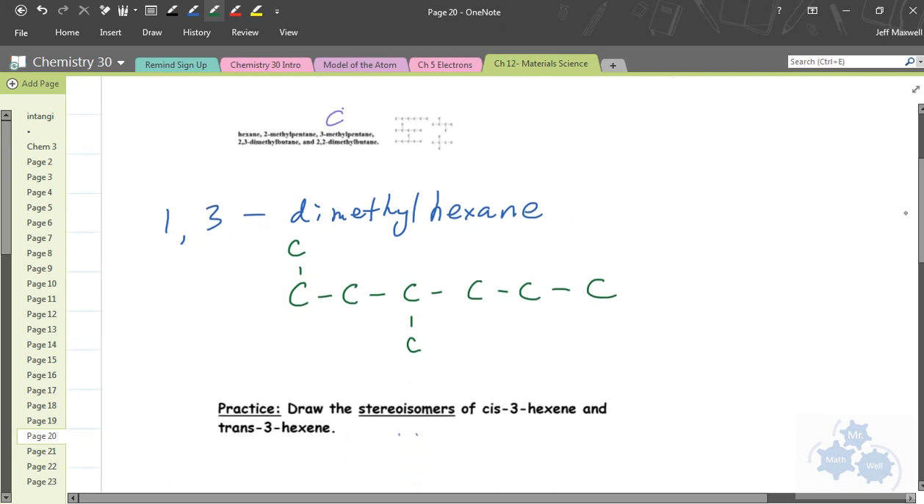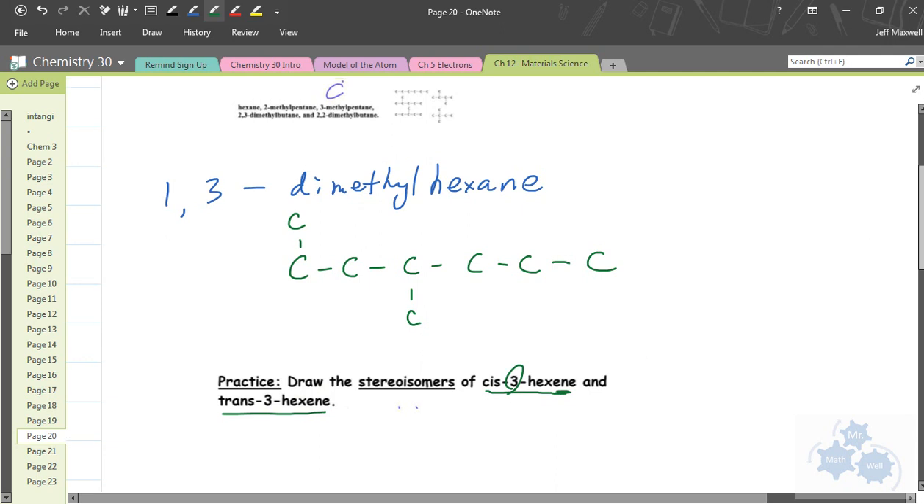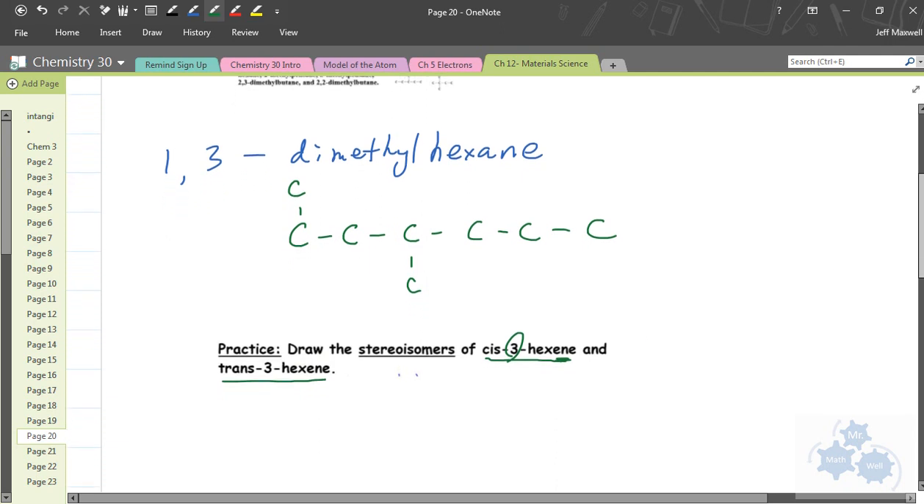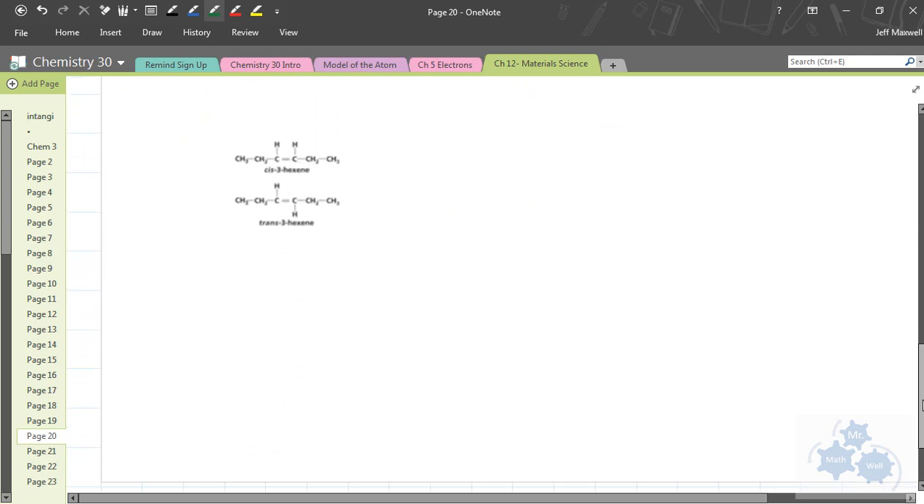But we talked about cis and trans too. So you did this practice problem the other day. Draw the stereoisomers of cis 3-hexene and trans 3-hexene. So, ene. The 3 means that the double bond is in the third position, right? And so from that double bond, we have cis and trans. You took a look at those, and here they are. It's a bit tight to see, but on the same side, actually these groups really are on the same side of the carbon.